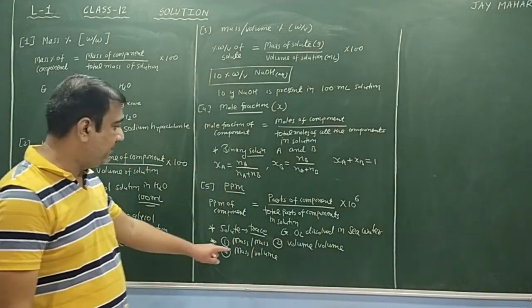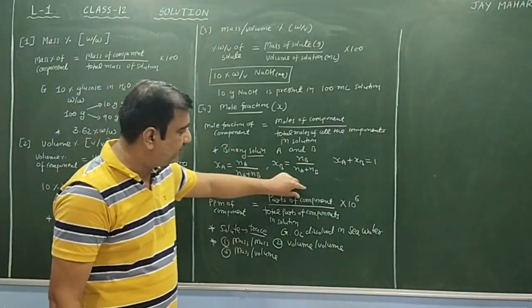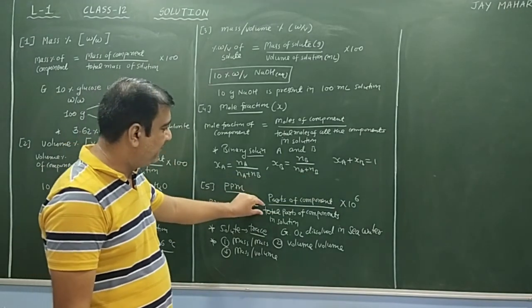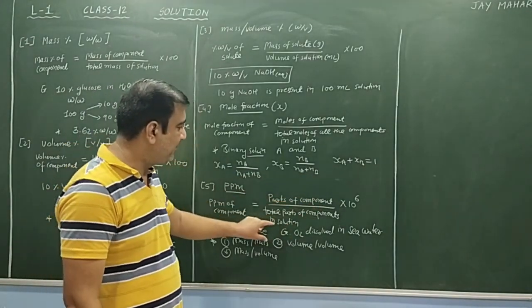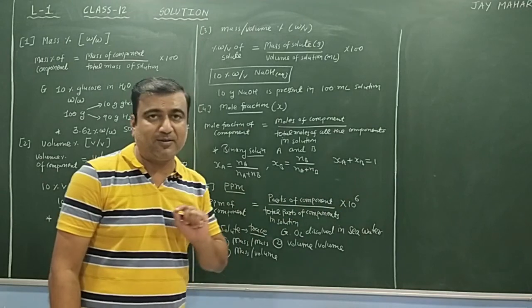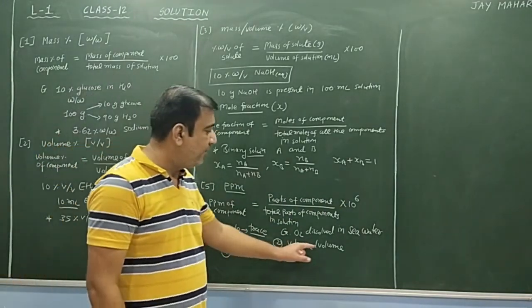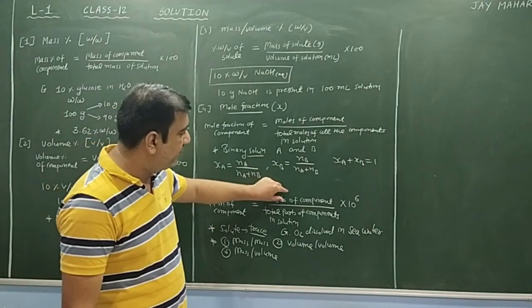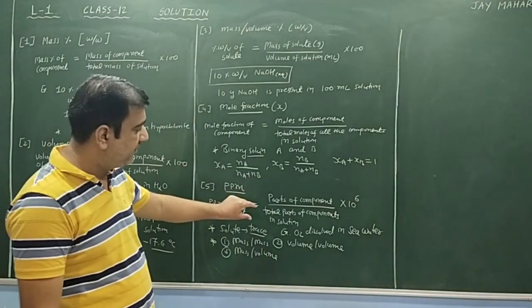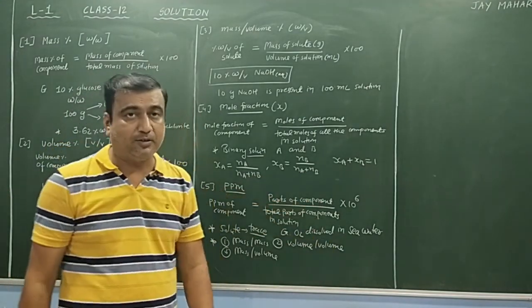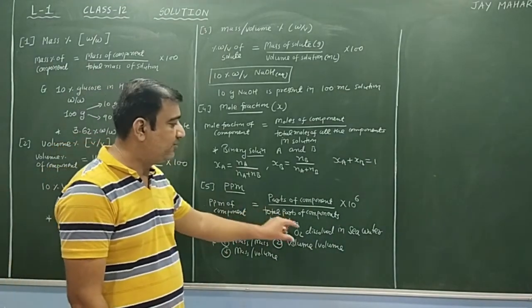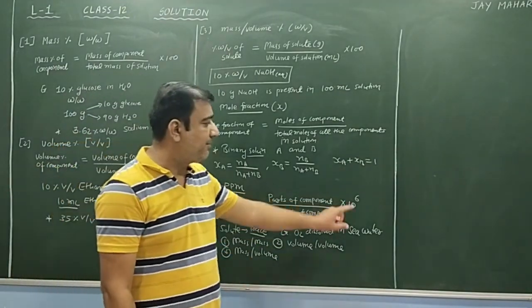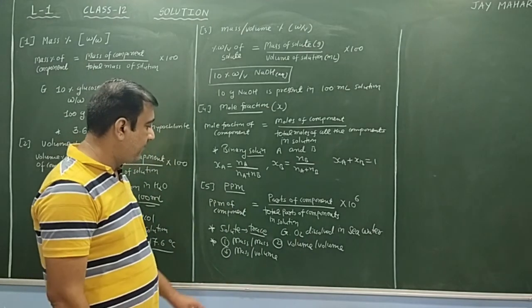Mass to mass ppm means mass of the component divided by total mass of all the components in solution, multiplied by 10 power 6. Volume to volume ppm means volume of the component divided by total volume of the components in solution, multiplied by 10 power 6.